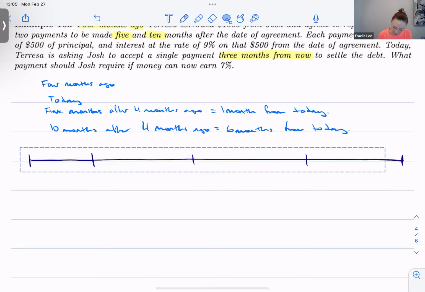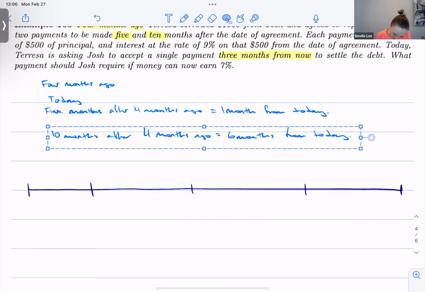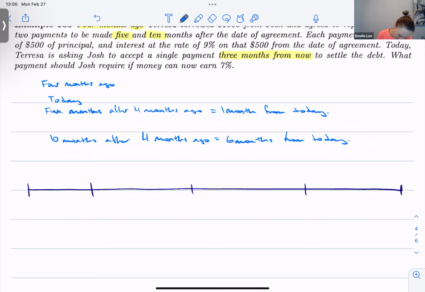And this is the hardest part, sorting out all these dates. And then the final one, where does this 3 months from now go? Well, 1 month from today and 6 months from today, which means that this one's going to get bumped down. And then I need to squeeze in 3 months from today. So that's the order of the ticks on my timeline.